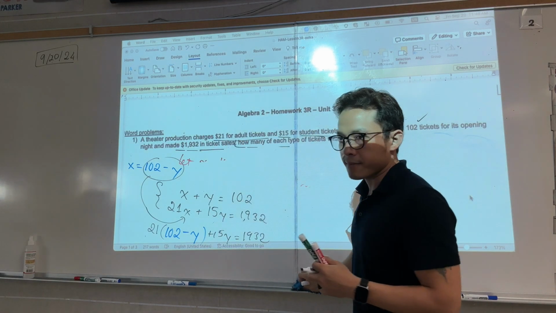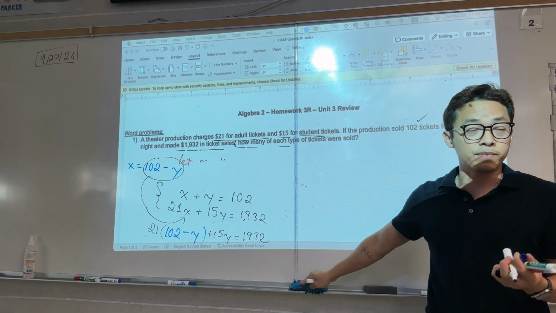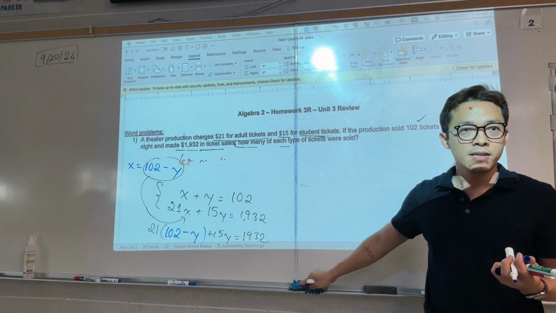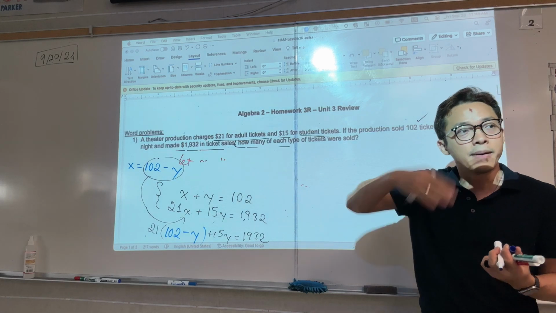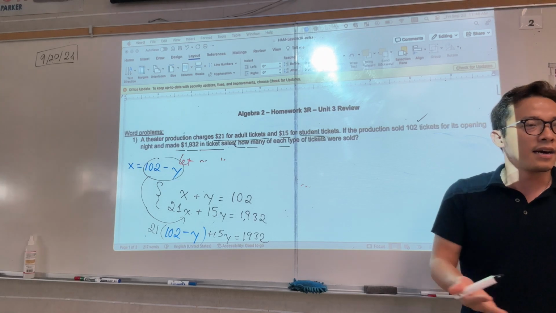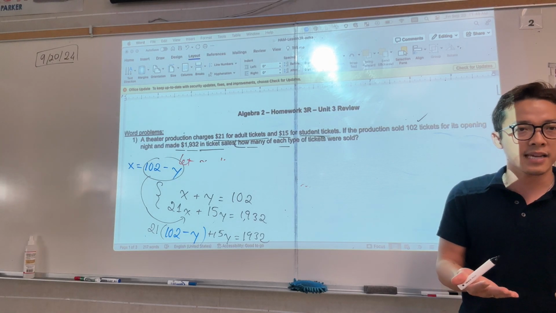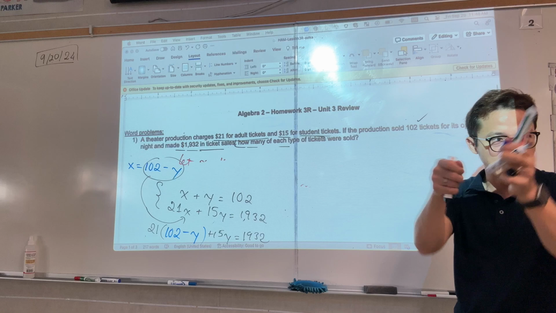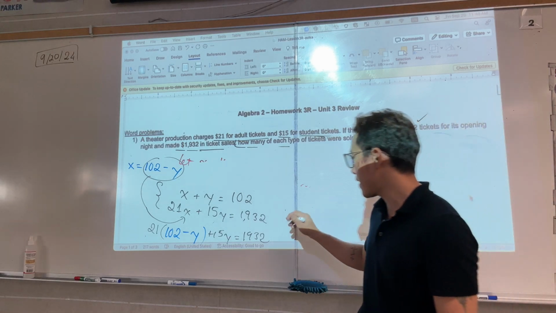If you got something decimal, or not a whole number, that means something is wrong. Because what? You assigned x to be the number of tickets. It needs to be a whole number. Does it make sense to have 65.5 tickets? No, right? Like you tear half of the ticket.